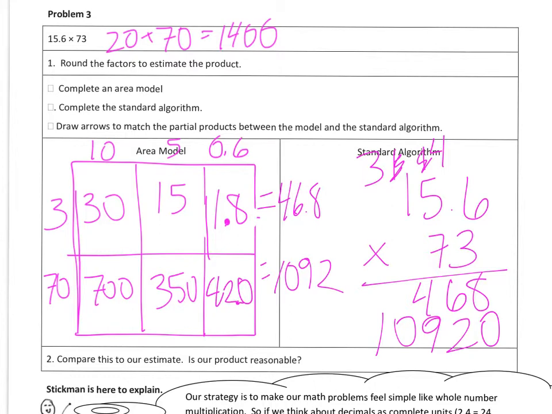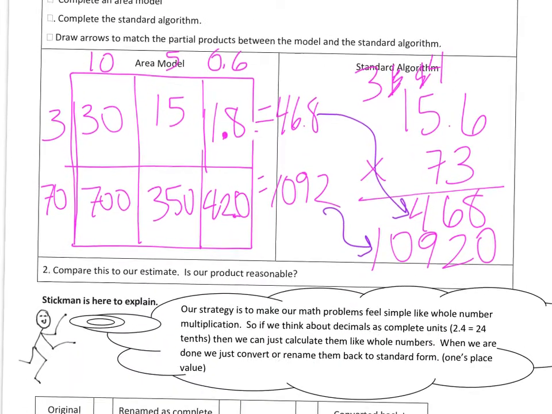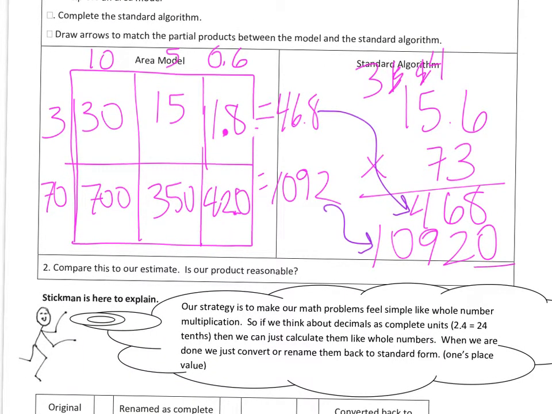So I want you to check out, do our numbers correspond? Sort of. And let's check out what that difference is for a sec. Because look, instead of 46 and 8/10, I have 468. Instead of 1,092, I have 10,920. I have the same digits, but I'm off by a decimal placement. So we're going to fix that in just a sec.